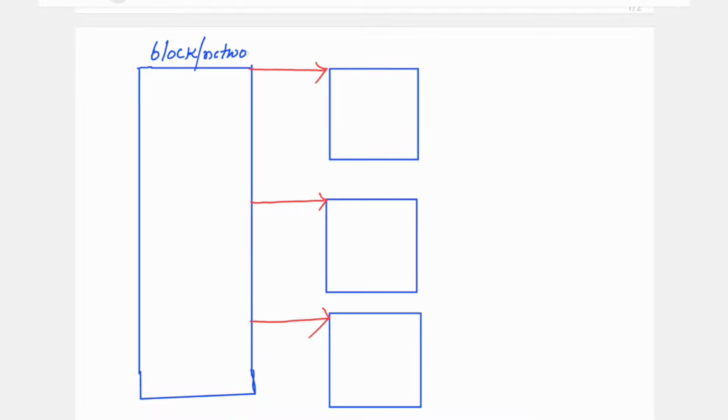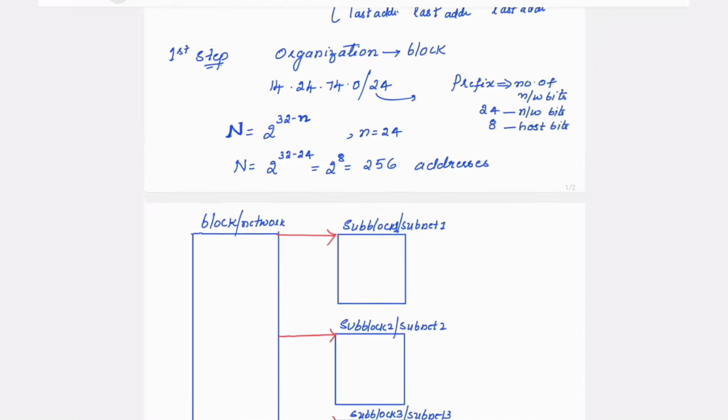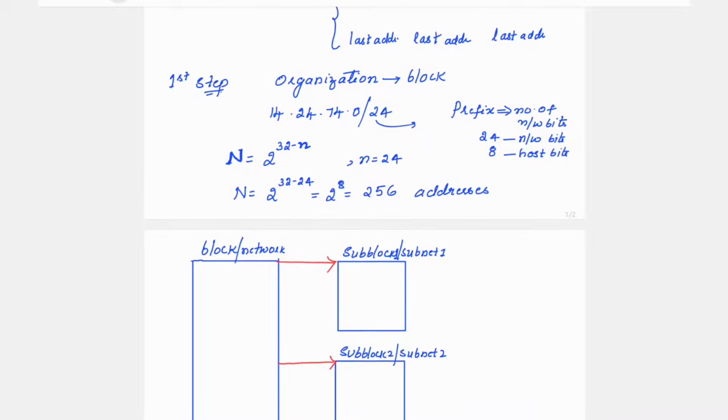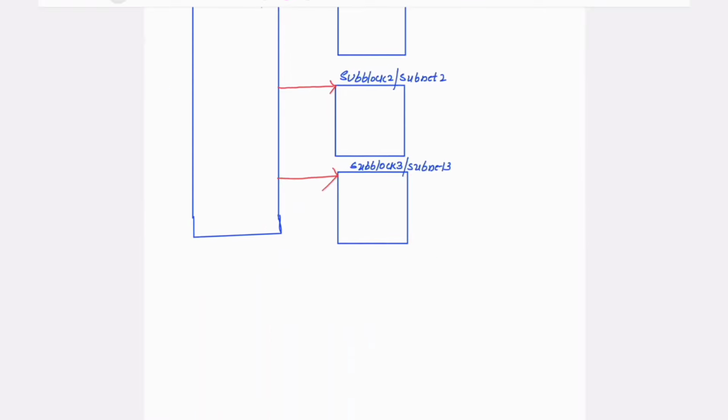Sometimes in the problem statement it is called a block or sometimes a network. This is subblock 1, or you can write subnet 1. And to design the organization block or the block network, first write down what the block address is. Remember, whatever the network address or the block address is, that becomes the first address in the block.